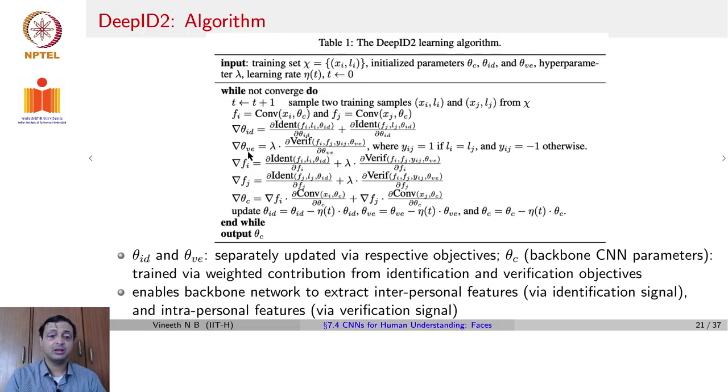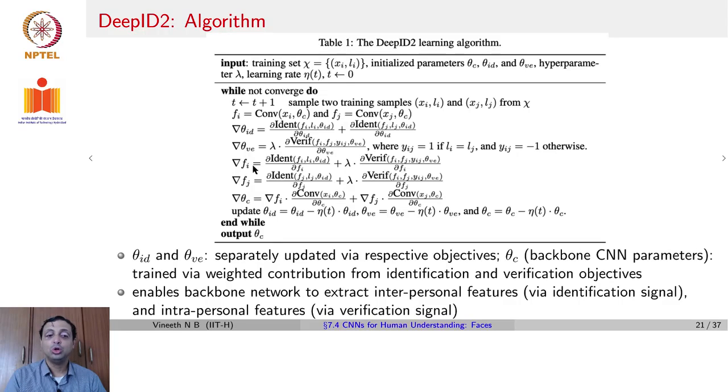Similarly, the gradient for the verification parameters is given by some coefficient lambda, which is used for weighting, times the partial derivative of the verification loss of Fi, Fj, Yij, theta verification with respect to theta verification, where the verification loss is given by the pairwise contrastive loss, where we know that in this particular case, Yij was set to 1 if the identities were the same, and Yij was set to -1 if the identities were dissimilar.